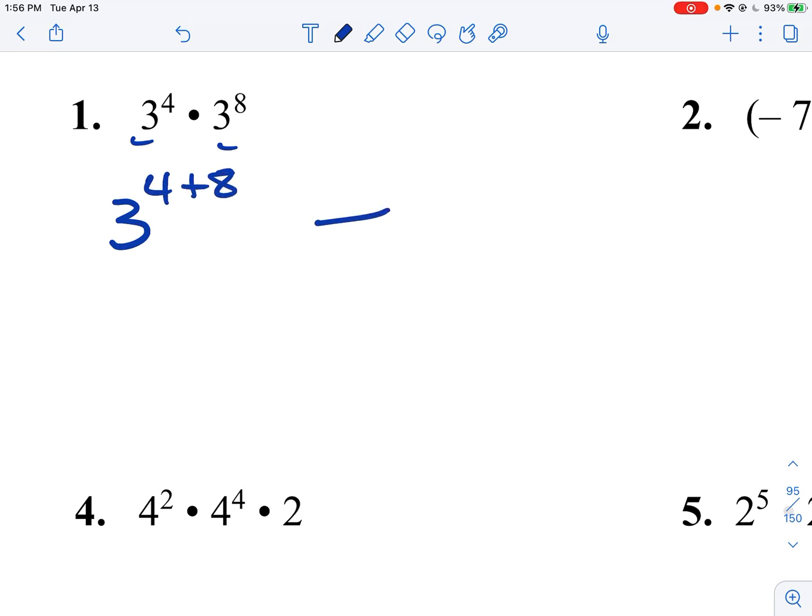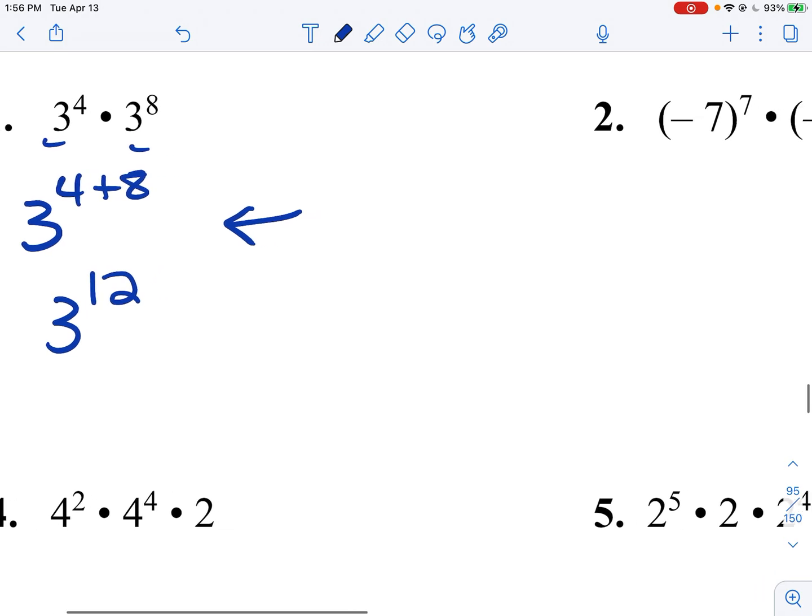Now, I also told you in class that you must show this step. If you don't show that step, then I am not giving you credit for this. So you must show that step. If you do not show that step, I will not give you credit. So this will get me 3 to the 12th power. Now, I also said that you did not have to multiply that out into standard notation, so we're just leaving it as that.